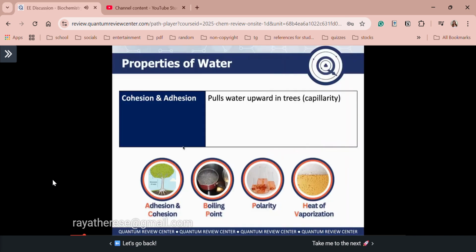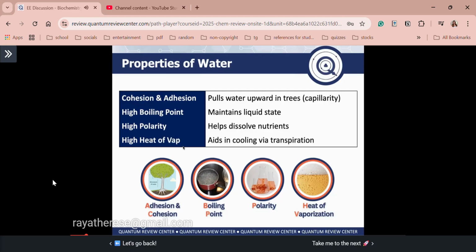Here we have a summary. Cohesion and adhesion pull your water upward in trees, which we call capillarity. Boiling point allows your water to remain in liquid state during the transport process. Polarity is for dissolving nutrients, being the universal solvent. And lastly, high heat of vaporization is for transpiration. Class, is the explanation on number 1 clear? Again, letter D. Let's proceed with our next question.